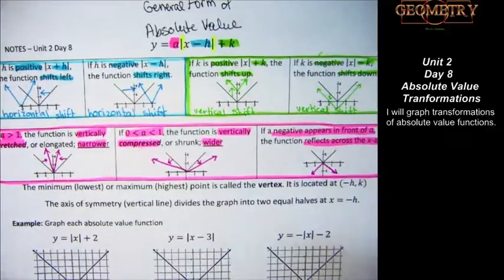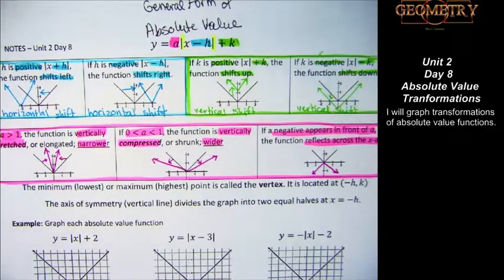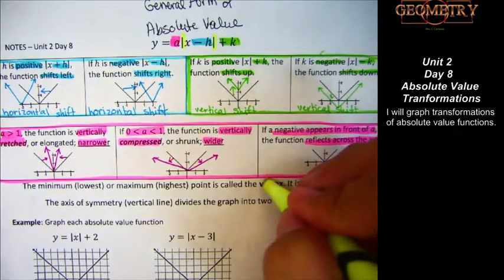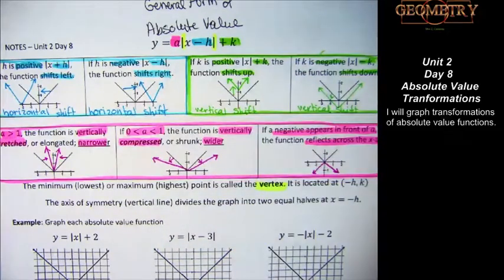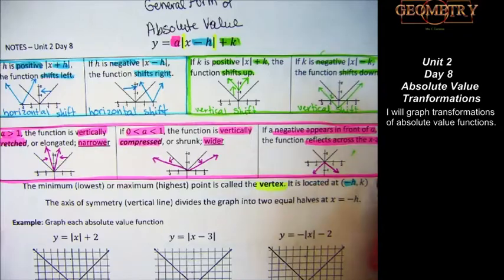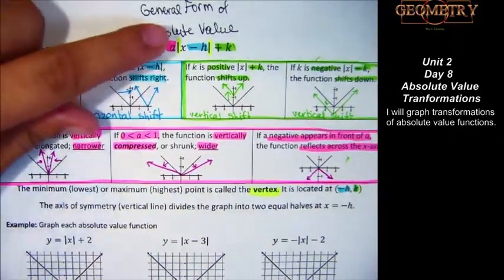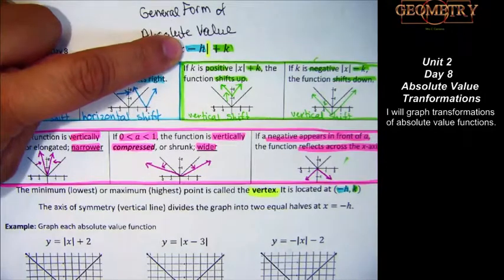Now that we know where to move this thing around, notice how it's got this turnaround point? Like this spot where the graph literally just turns around and goes in a different direction. That spot is called the vertex, and it's going to happen at negative h, comma, k. And that negative h, comma, k is going to come straight from up here.